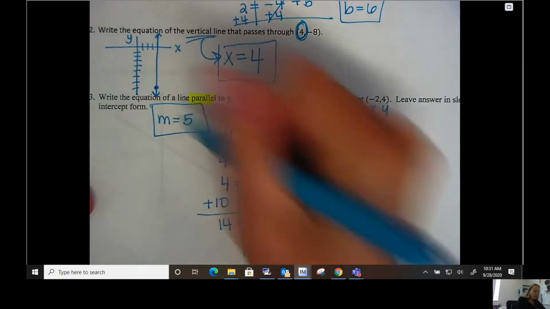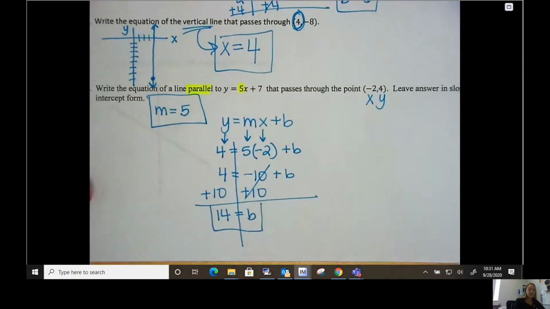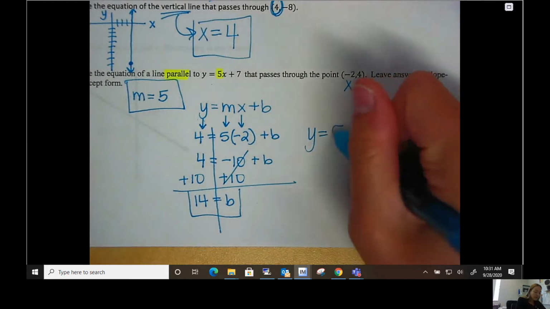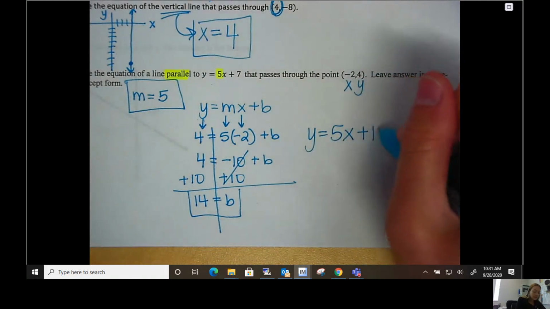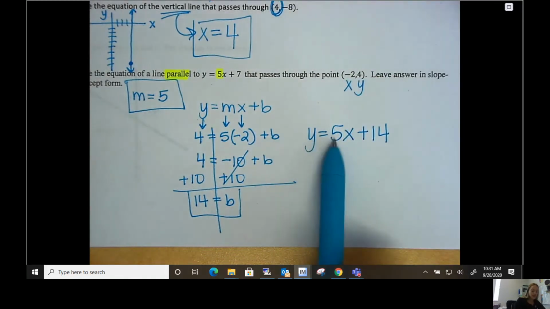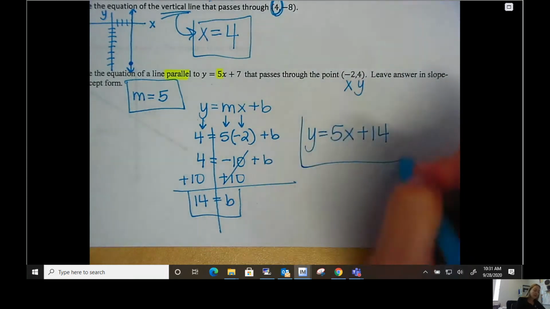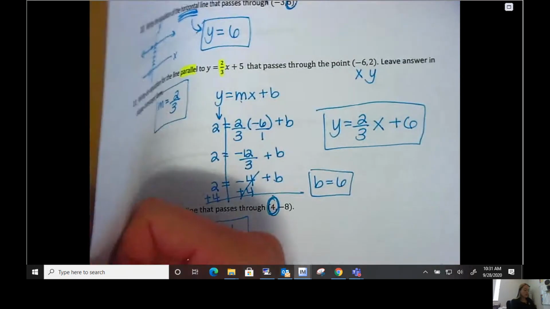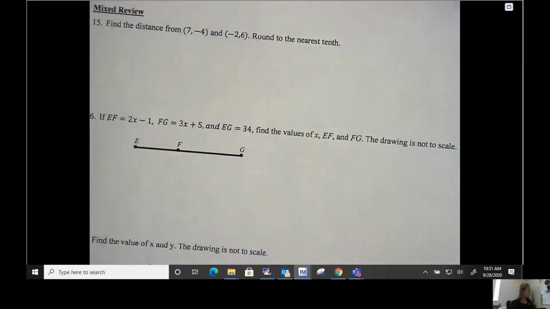I take my slope, I take my b, last step, write it as an equation. y equals 5x plus 14. There's my m, there's my b. Final equation. All right, on to the last page.